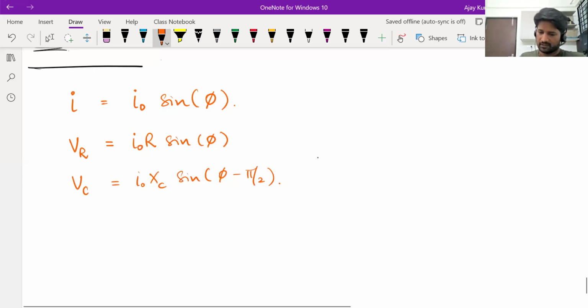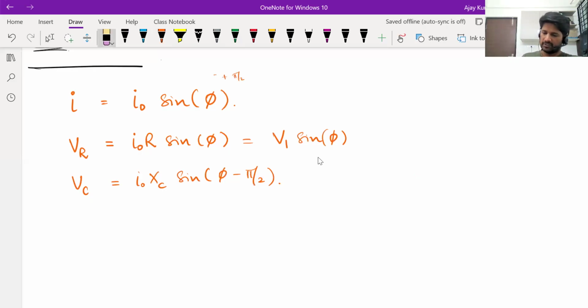One of them, let's say, has a peak value of V1. Assume the resistor voltage peak value is V1, that is I naught into R, so I'm taking it as V1 sine phi. Phi is actually a function; you may have omega t here or omega t plus pi by 2, something like that. It's a function of time. Remember that it's not a fixed value. And the capacitor voltage, let's write it as V2 sine of phi minus pi by 2. We want the resultant of these two voltages now.